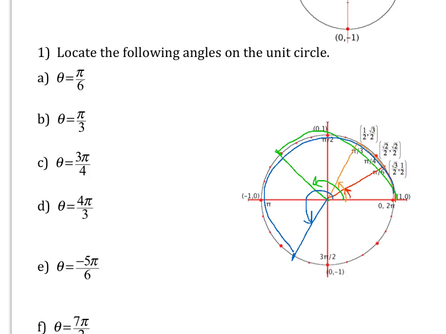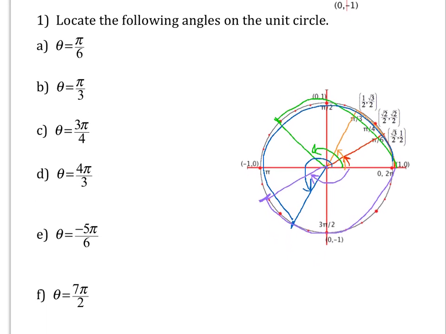What about a negative angle? How about negative 5 pi over 6? That means you're going clockwise, right? So 5 pi over 6 puts you right here, doesn't it? So this angle right here, in the clockwise sense, this would be negative 5 pi over 6 radians, okay?